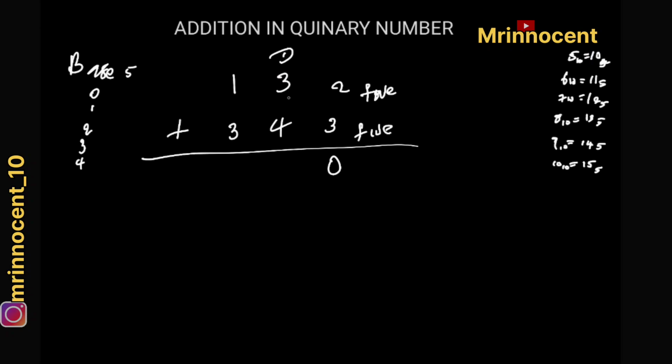Then 4 plus 3 is 7, plus 1 is 8, and 8 in base 5 is 1, remainder 3. You write the remainder, take the 1 to the next. 1 plus 3 is 4, plus 1 is 5. 5 in base 5 is 1, remainder 0. You write 0, take the 1 to the next, bring it down. You have 1, 0, 3, 0, all in base 5.